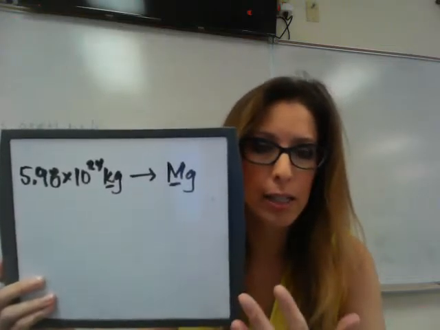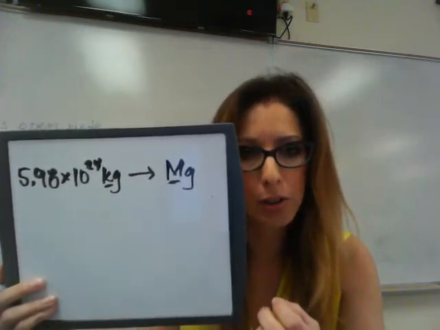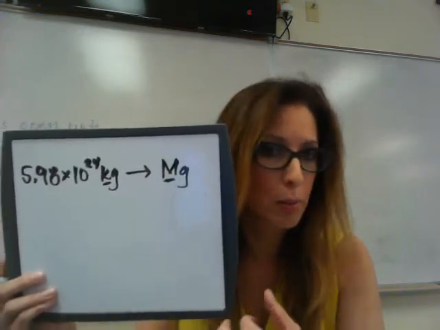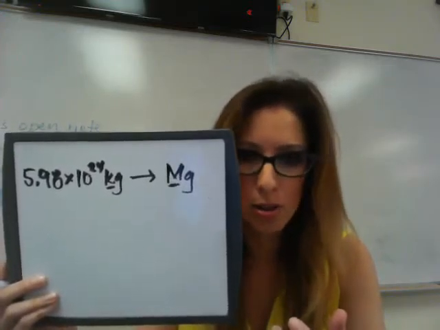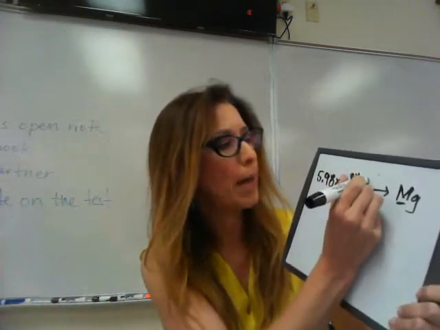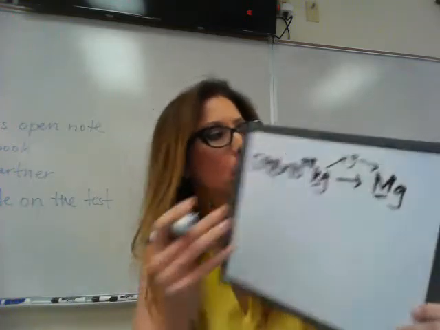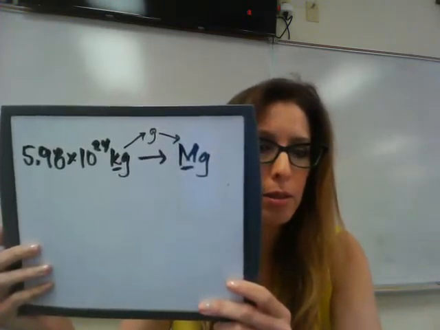You may want to highlight problems like this, highlight the prefixes so it stands out that this is a prefix to prefix conversion, so it reminds you that, hey, I can't do this in one step, I have to do it in two. So you want to convert back to the base first. So we're going to convert kilograms to grams first. Then I'm going to convert grams to megagrams.